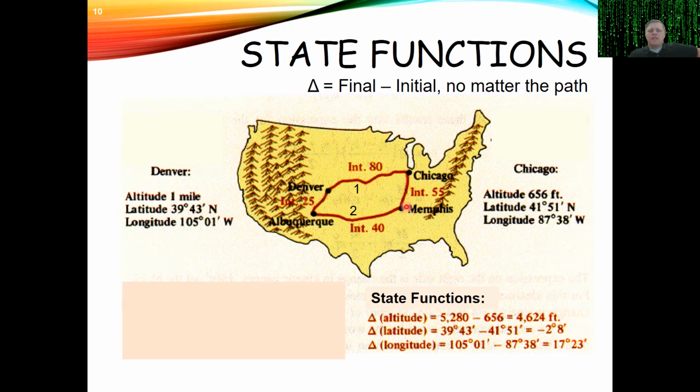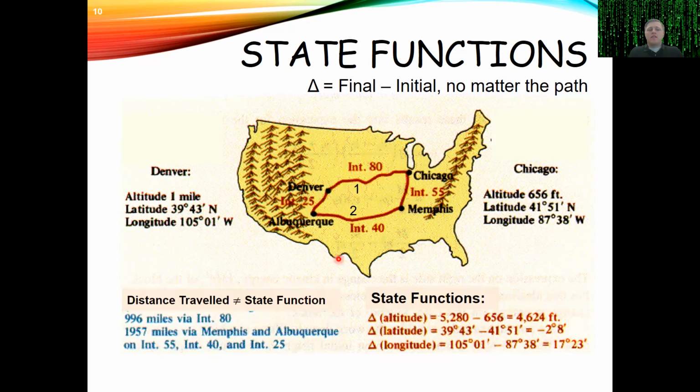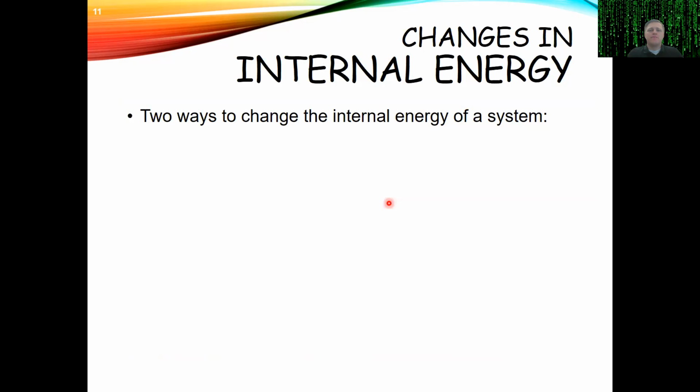Things that aren't going to be state functions in this case are things like the distance I travel, right? So if I take the I-80, that's about a 1,000-mile trip. If I take the 25 to Albuquerque through Memphis up to Chicago, that's about a 2,000-mile trip. So distance traveled is not a state function, but my change in altitude is. All right, so you're going to need to be able to identify what is a state function and what is not. Now let's get back to our internal energy here.